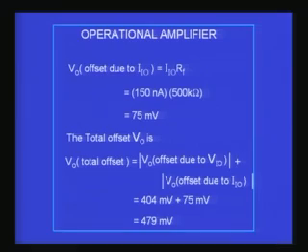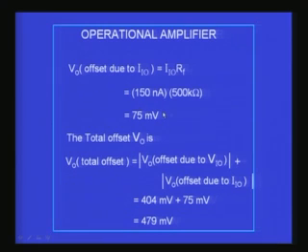Now, we also should calculate the contribution to the output offset voltage due to the input offset current IIO, and the formula is VO, the output voltage offset due to input bias current, is nothing but the input current offset multiplied by RF, the feedback resistor. 150 nanoamperes is the value of the input offset current multiplied by 500 kilo ohm, which is the value of RF, and when you multiply you get 75 millivolts as the answer.